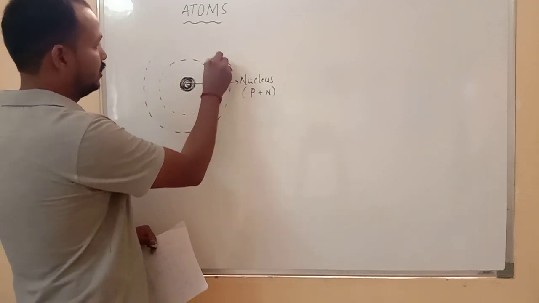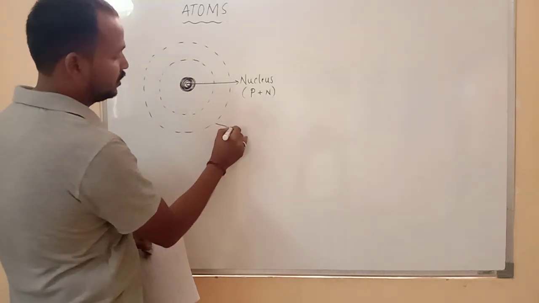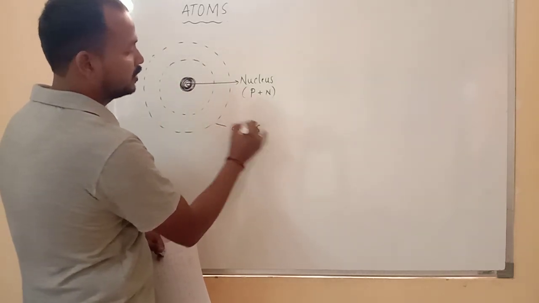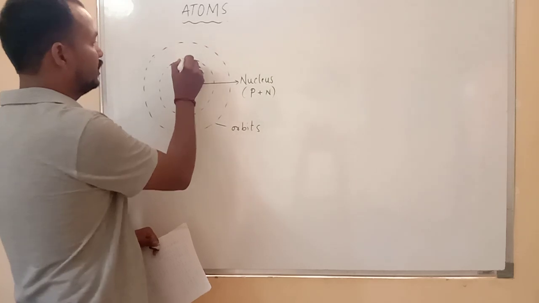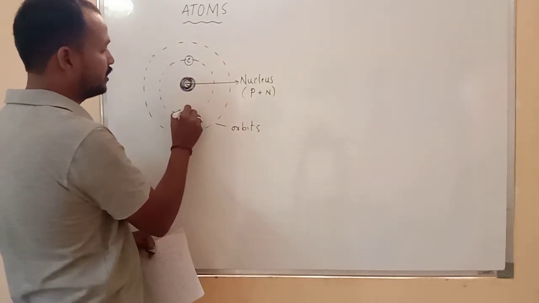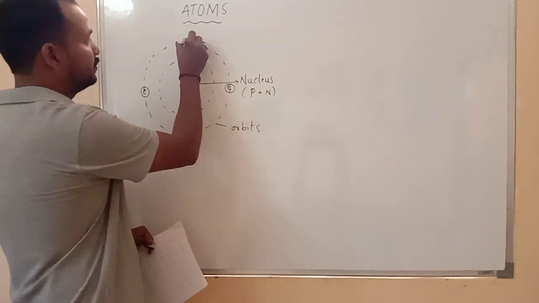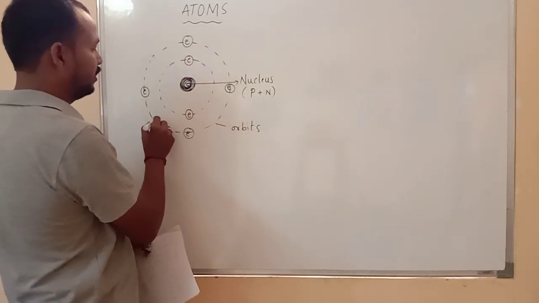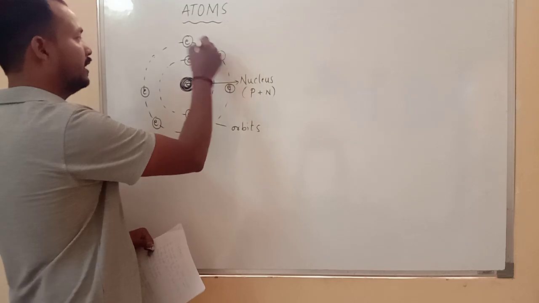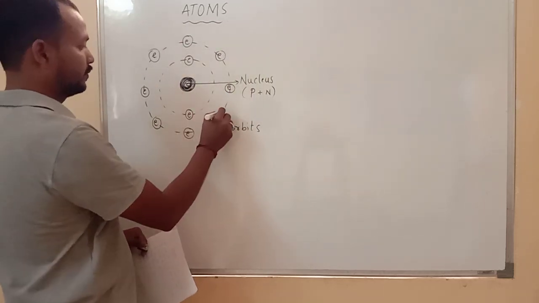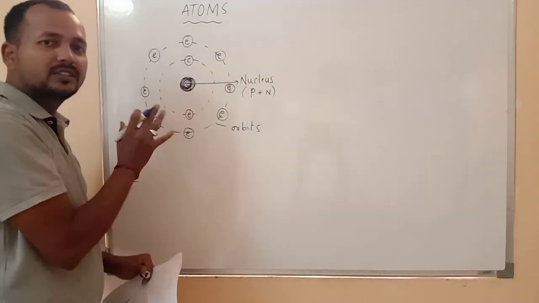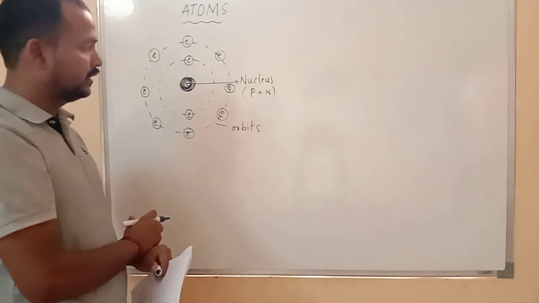These are called circular orbits. In these orbits electrons are present. In the first orbit 2 electrons will be present. In the second orbit 8 electrons will be present. And in the third orbit 18 electrons will be present, and so on. Correct? So this is the structure of the atom, right?